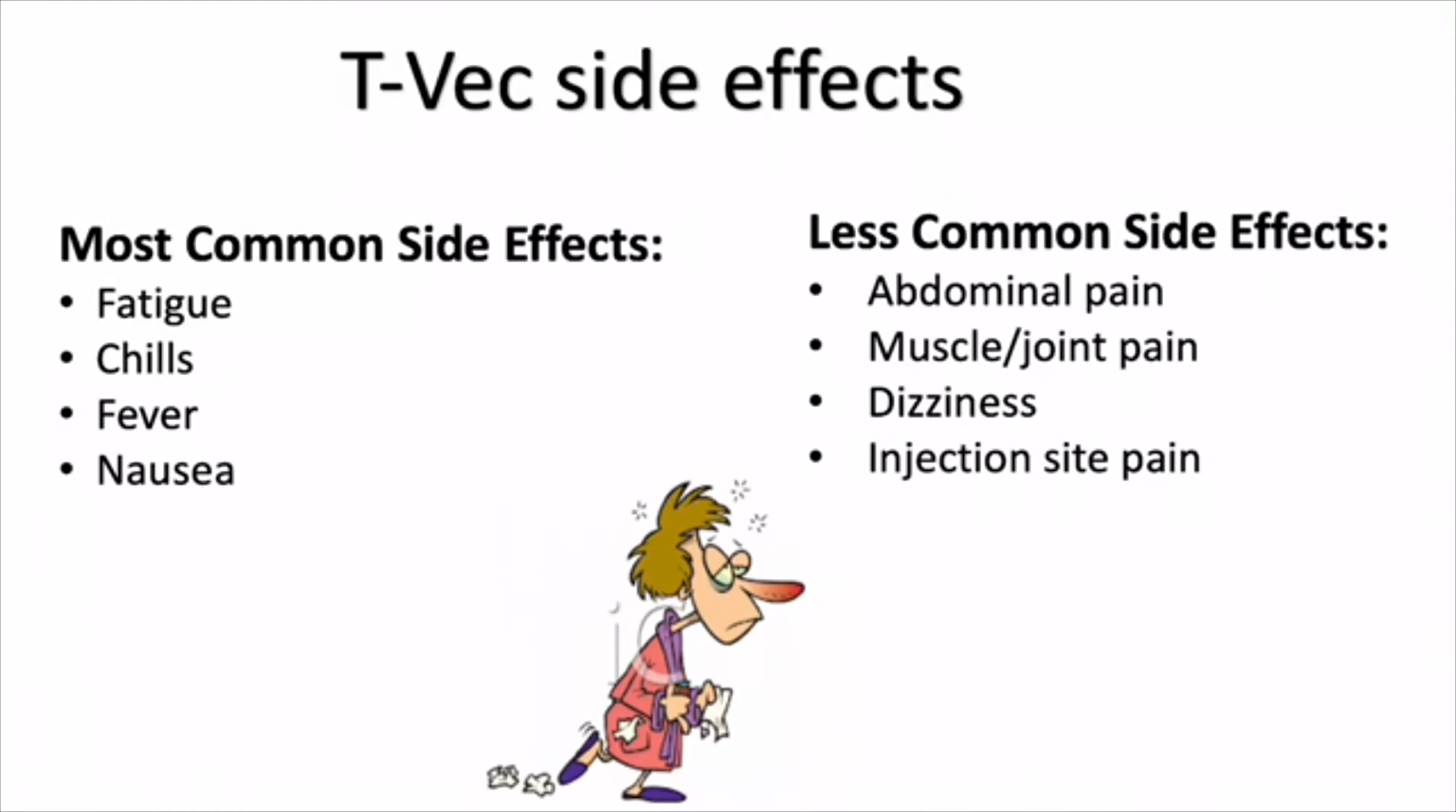The patients that have received T-Vec therapy were able to tolerate it, and most of the side effects were minimal. T-Vec has very few serious side effects, and no treatment-related deaths have occurred. The side effects that come with T-Vec are similar to flu-like symptoms. The most common side effects that appear in over 30% of the patients receiving T-Vec are fatigue, chills, fever, and nausea. The less common side effects that appear in 10 to 20% of patients receiving T-Vec are abdominal pain, muscle and joint pain, dizziness, and injection site pain.